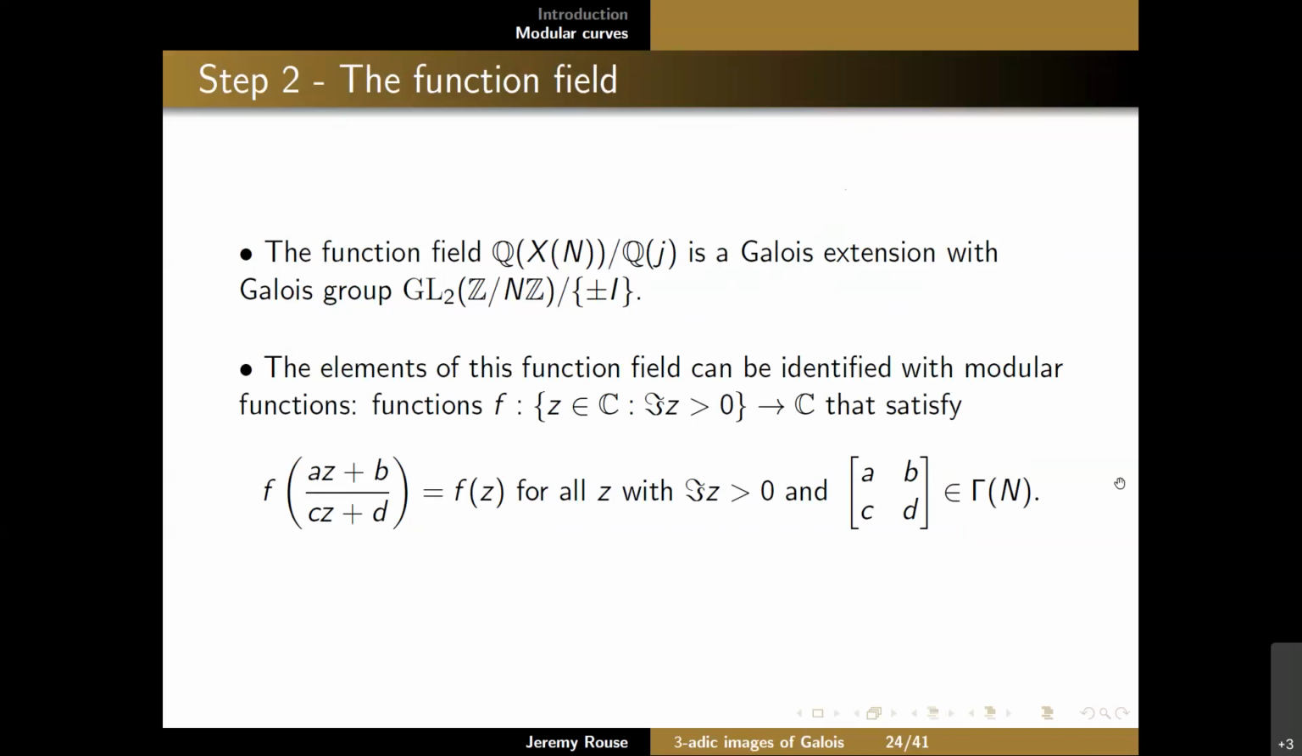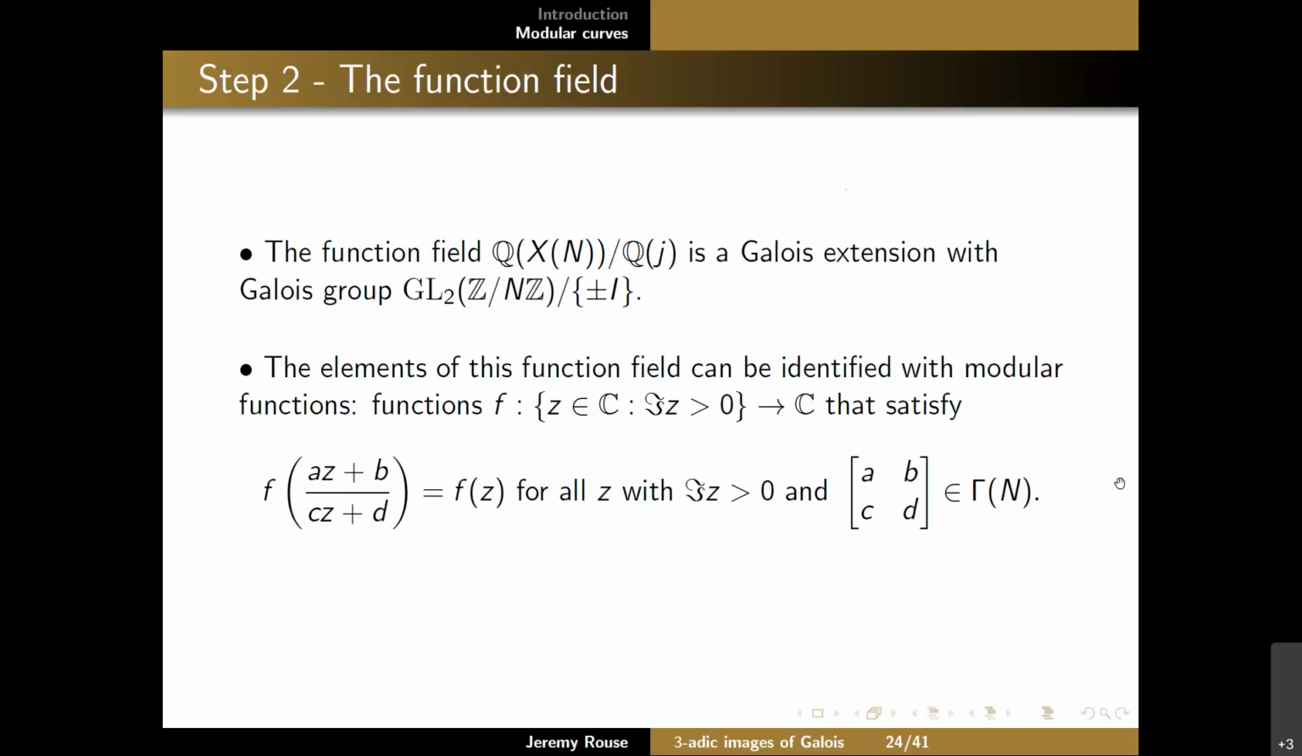This function field can be identified with modular functions of level N, functions from the upper half plane to C that are holomorphic and that satisfy f((az+b)/(cz+d)) = f(z) for every matrix (a b; c d) in Γ(N). Here, Γ(N) is all matrices congruent to the identity mod N that are in SL2(Z). We also insist that the Fourier coefficients of the function f live in Q(ζ_N). So that's the function field of this curve X(N).